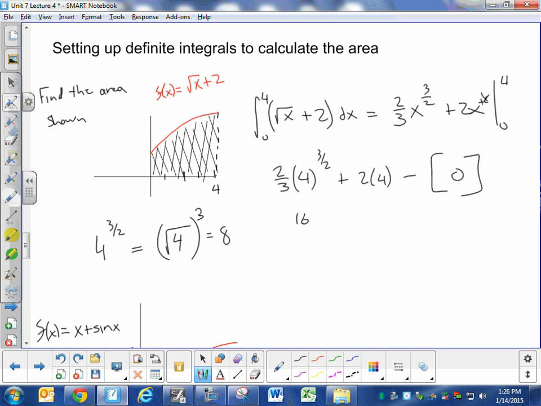So this is 16/3 plus 8. That is 24/3. So the answer is 40/3 units squared. Or just units, depending on how you think about it.